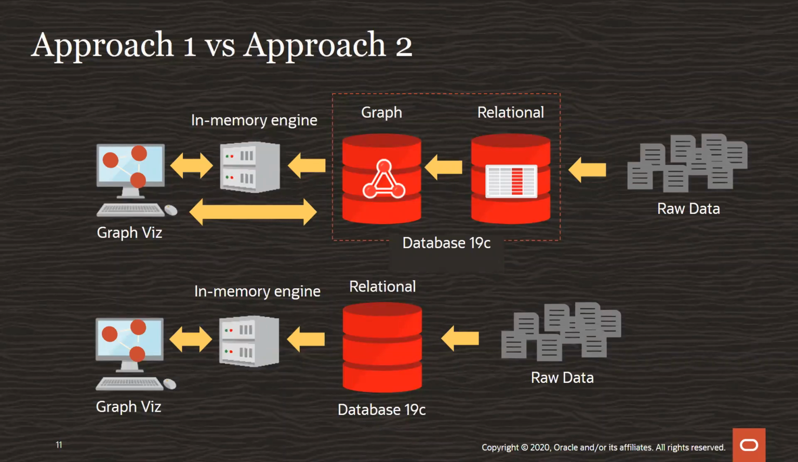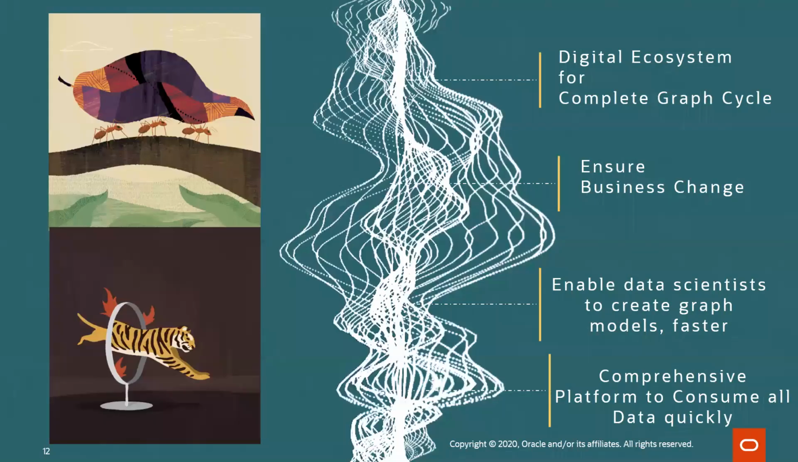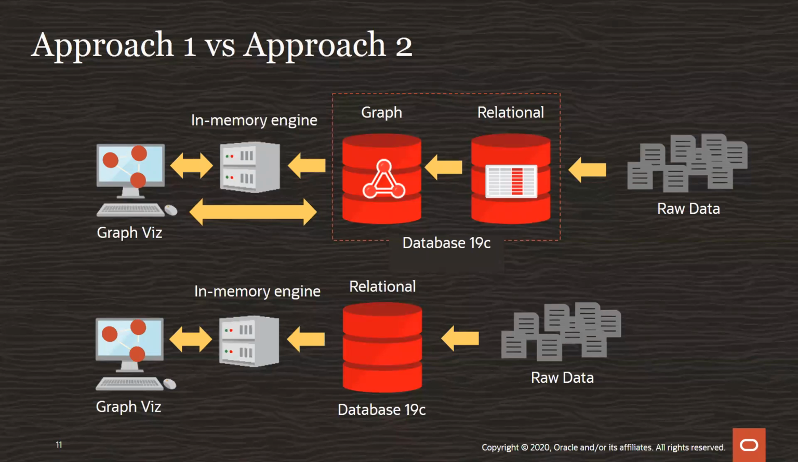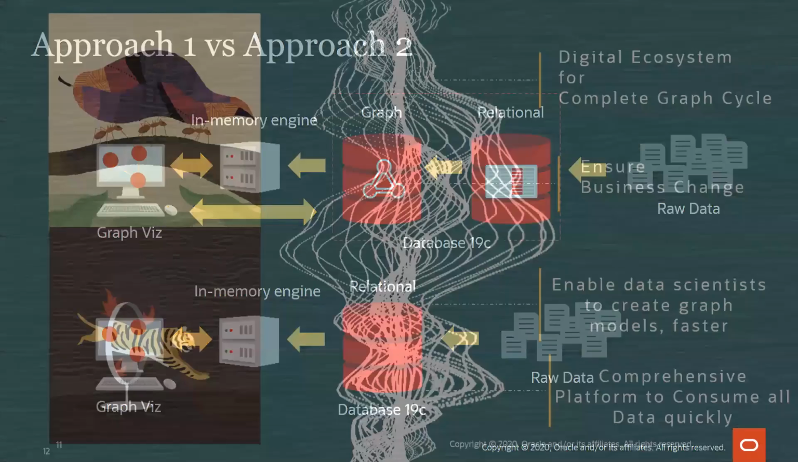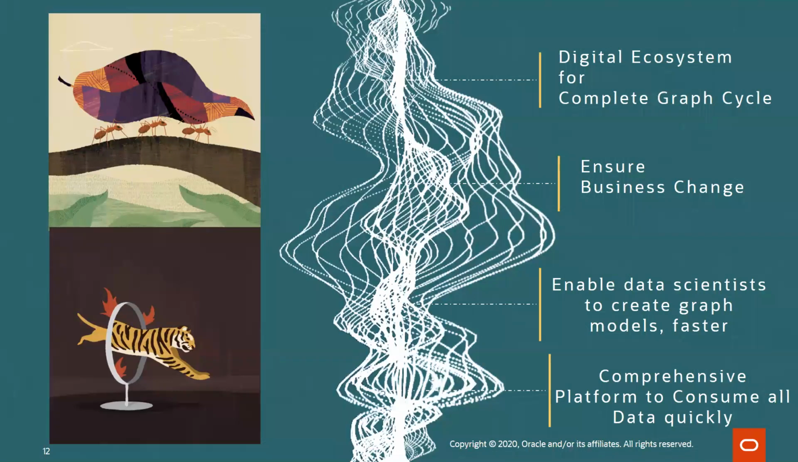A second approach is to load the data from raw data into the relational database, and without generating the graph schema, we directly load the data from the database into the in-memory engine and then visualize the graph. The difference between both these approaches is that, as we can see, approach 1 takes a long step. And if we equate it with the picture, it's like the ants trying to go in a very steady way. It's like a digital ecosystem for the complete graph cycle.